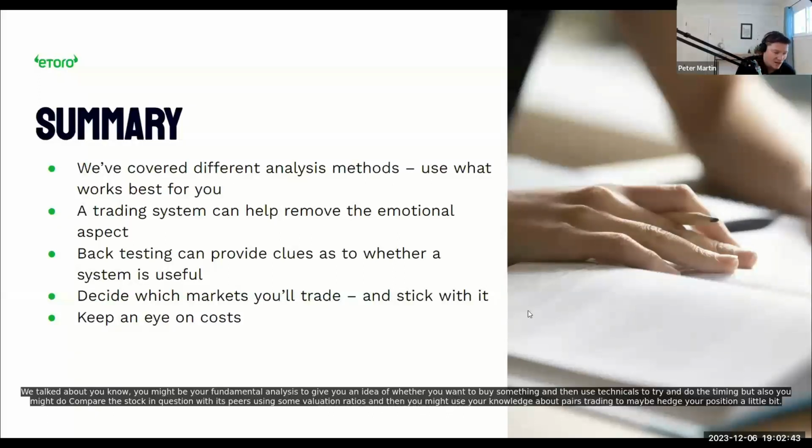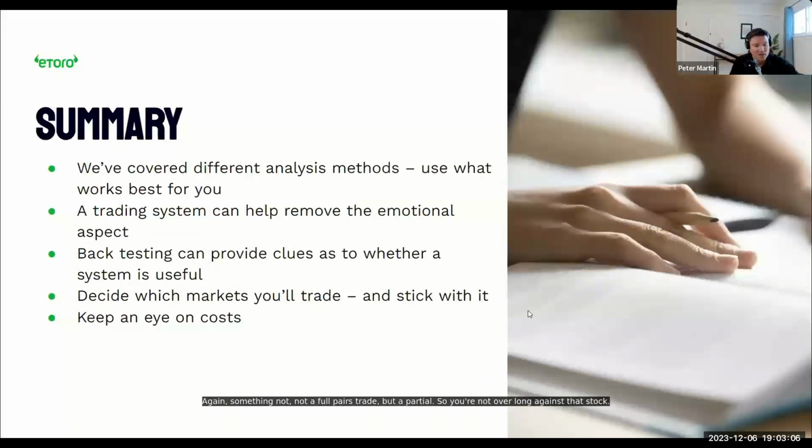You might do your fundamental analysis to give you an idea of whether you want to buy something, and then use technicals to do the timing. But also you might compare the stock in question with its peers using some valuation ratios, and then use your knowledge about pairs trading to hedge your position a little bit, not a full pairs trade, but a partial one, so you're not overlong against that stock. All sorts of tricks that you could do, because the knowledge you've now got is pretty expansive. A trading system can help remove the emotional aspect.